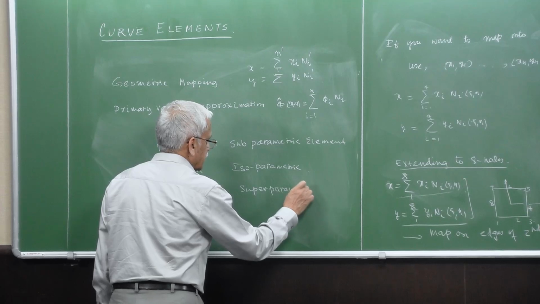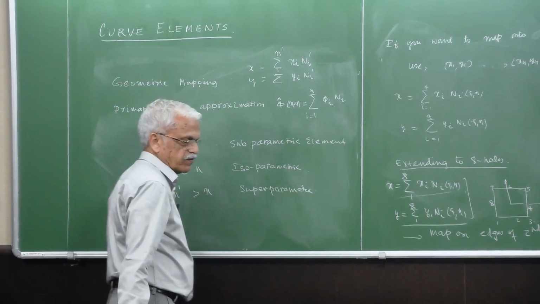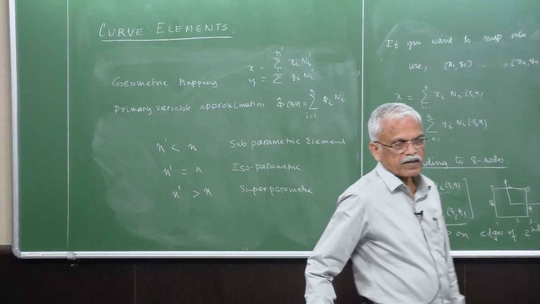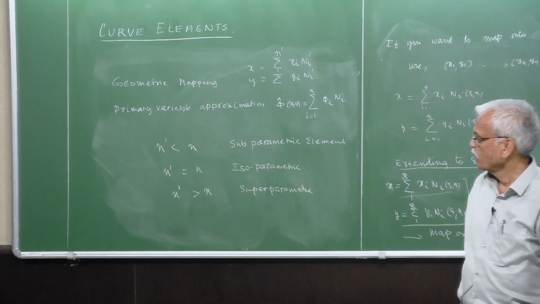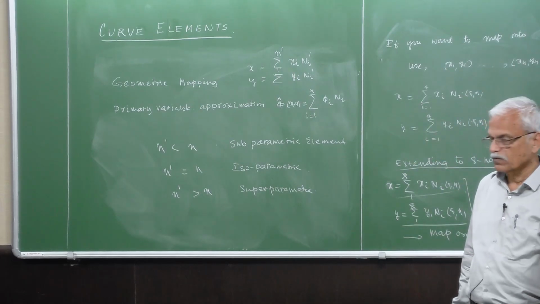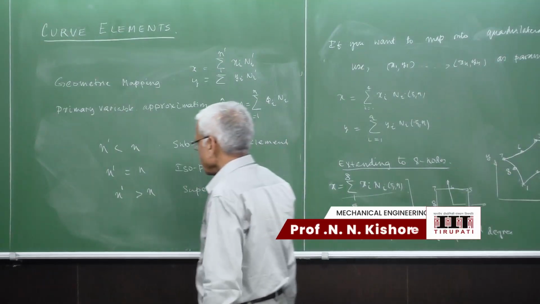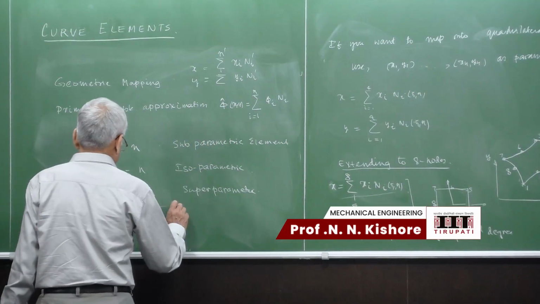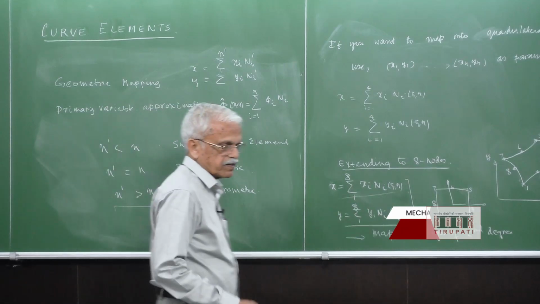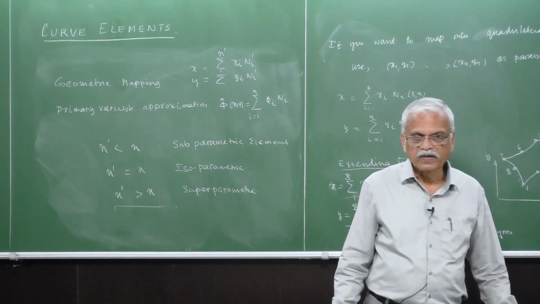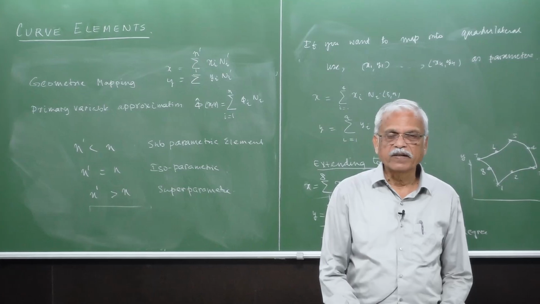So there are 3 types of elements depending upon whether n prime is less than n, or n prime is equal to n, or n prime greater than n. So these are an important classification. So I think we should look into this one a little bit more in detail, which we will do in our next class. So for the moment, bye.